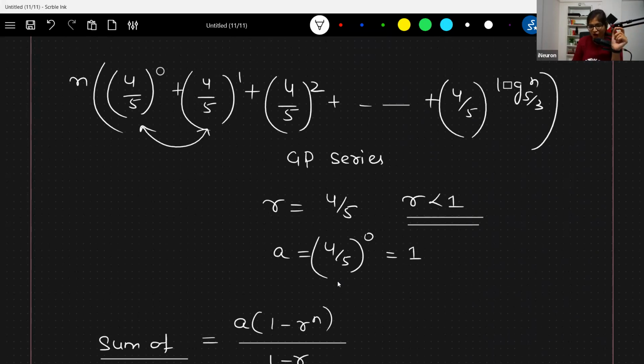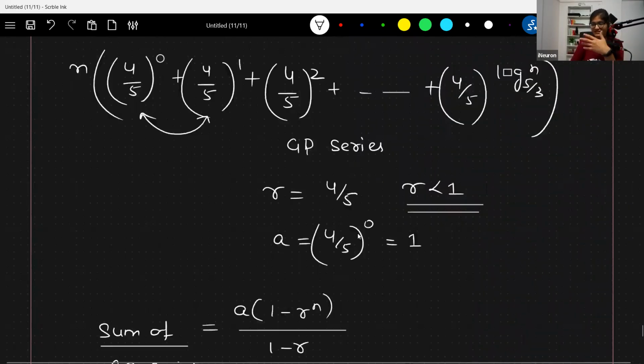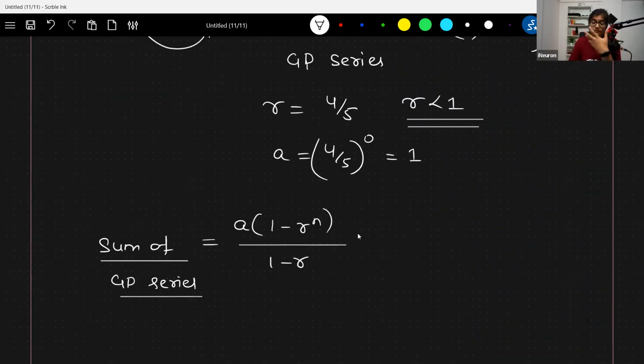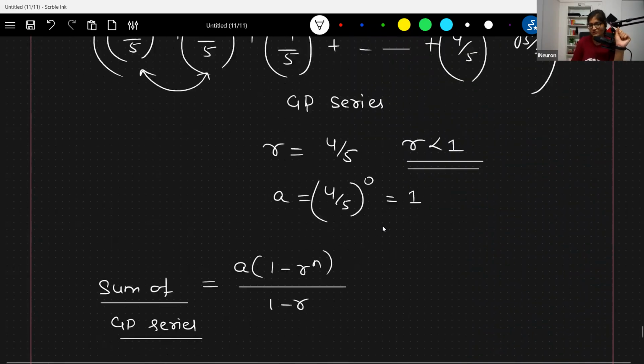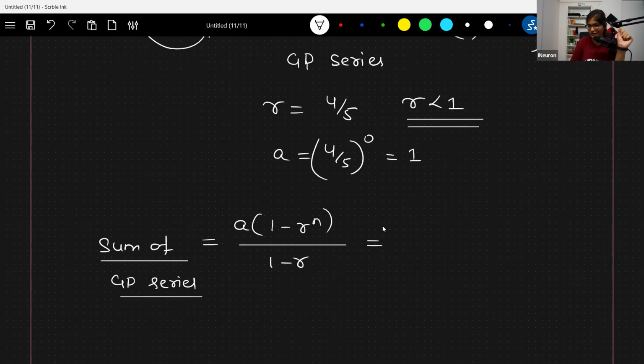Now, when the value of the common ratio is less than 1, this is the sum of the GP series. These things we should already know because they were already there in 11th, 12th maths, right? So just remember these basic things, and you will be able to get an idea. Now, you can try to solve this equation, and whatever value you get will be the answer.